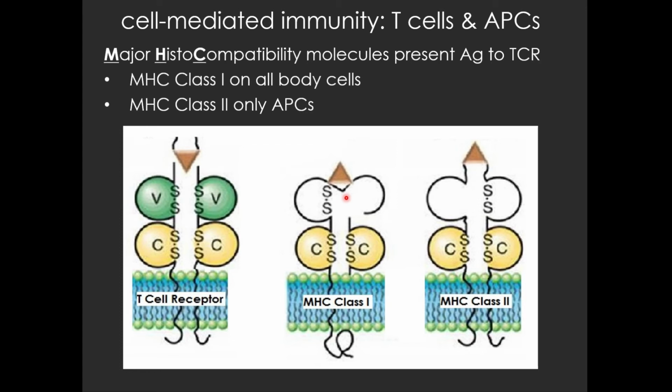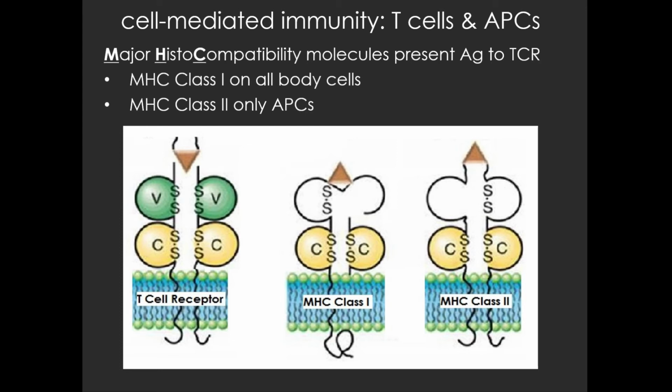So an MHC class 1 molecule is found on all body cells, with a very rare exception of red blood cells, which are kind of funky cells that really aren't cells anymore anyway. But every cell in the body, including T cells, B cells, antigen presenting cells, contains MHC class 1 molecules. MHC class 2 molecules, which are pictured here on the right-hand side, are found only on antigen presenting cells. And those would include macrophages, dendritic cells, and it turns out B cells as well.